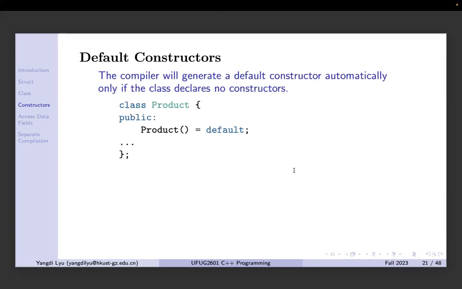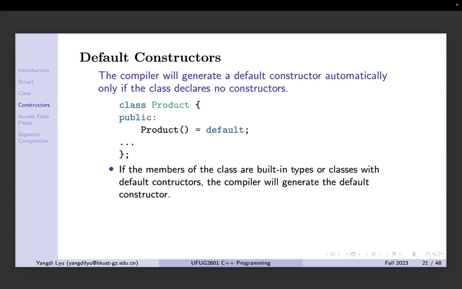The compiler will automatically generate a default constructor as long as its members have default constructors. And we can put something like product, this default constructor equals default. You don't have to implement this function anymore. It's already implemented by the compiler. So if the members of a class are built-in types or classes with default constructors, it will automatically call those functions.